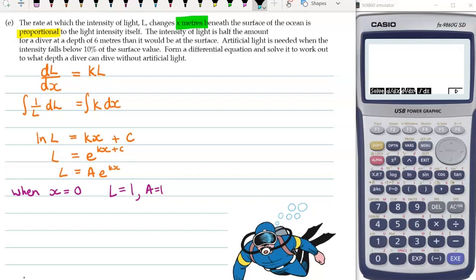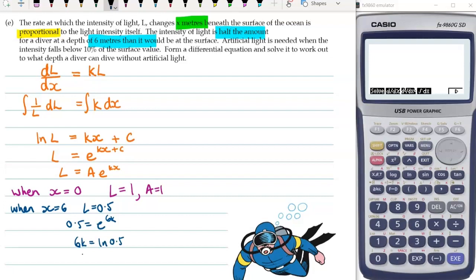The other bit of information that we have is that at 6 meters we've got half the amount of light. So that'll help us to work out the other piece, the k. So when x equals 6, L equals 0.5. So we have 0.5 equals e to the k times 6, which is 6k. So now if we take log of both sides, 6k equals log of 0.5, and k equals 1/6 of that.